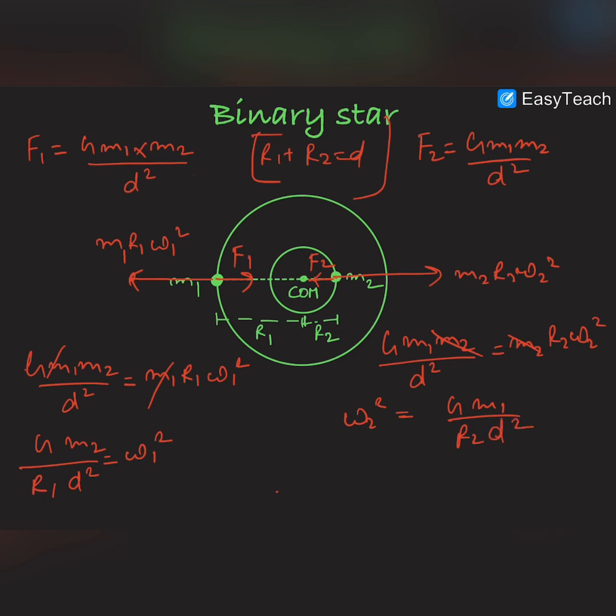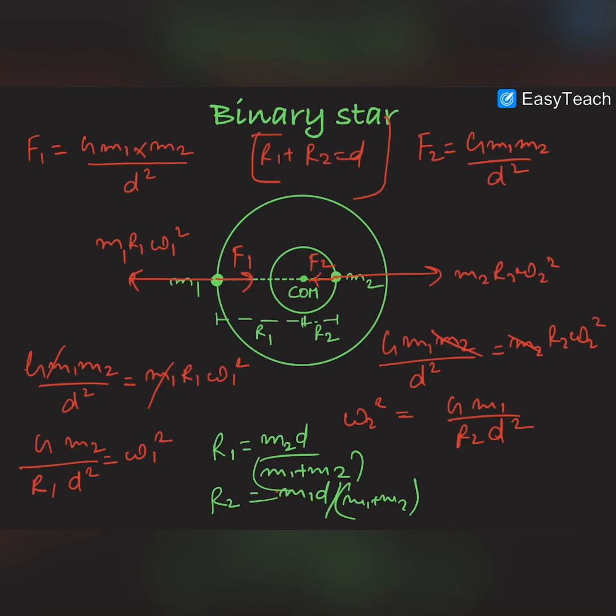Now what we will do is replace the values of R1 and R2. We already know that R1 is the distance of mass M1 from the center of mass, so R1 will be equal to M2 d upon M1 plus M2, and R2 will be equal to M1 d upon M1 plus M2. So let us substitute these values in these terms.